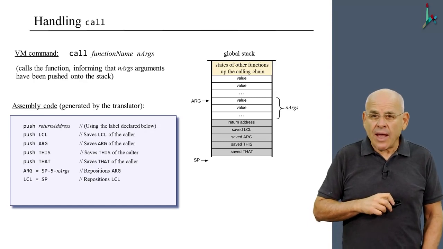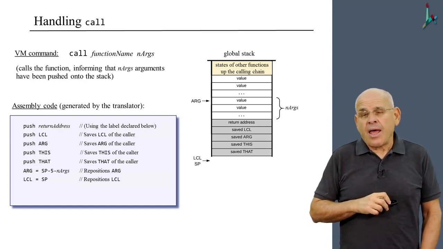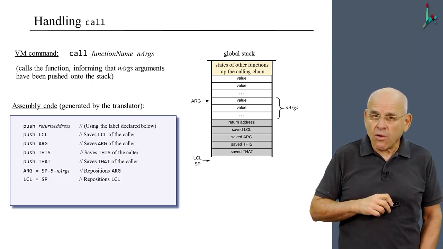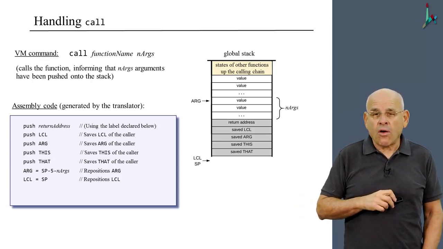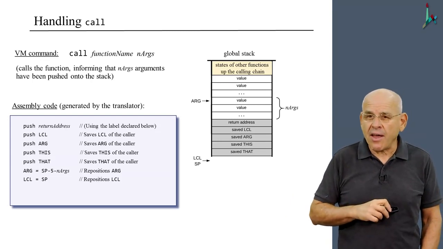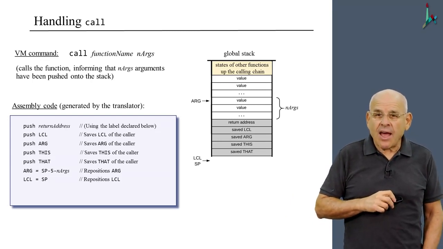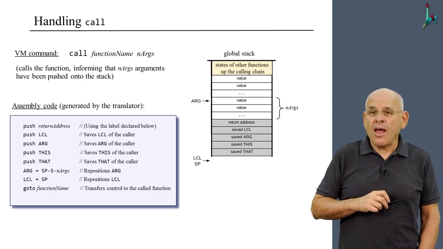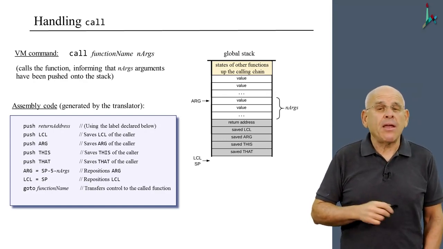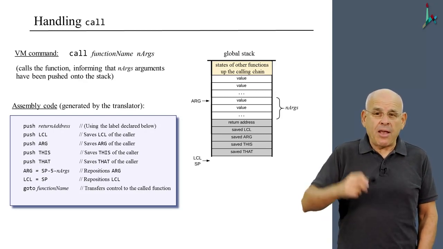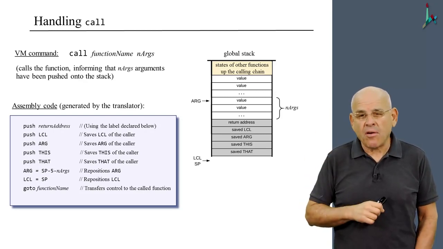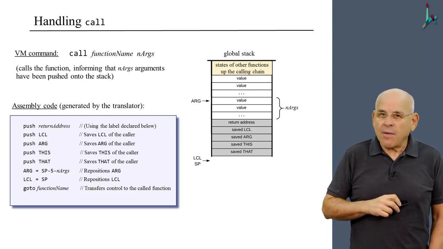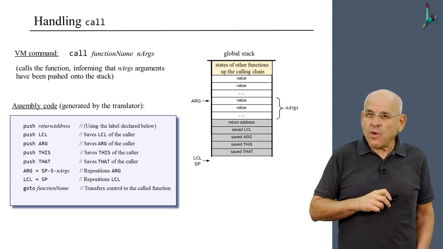Then I do LCL equals SP, and that's where I'm going to start to push the local variables of the called function, so that's just fine. And finally, I go to execute the called function. I do so by simply writing the command in assembly, goto, and the name of the called function. And now I do something very tricky.